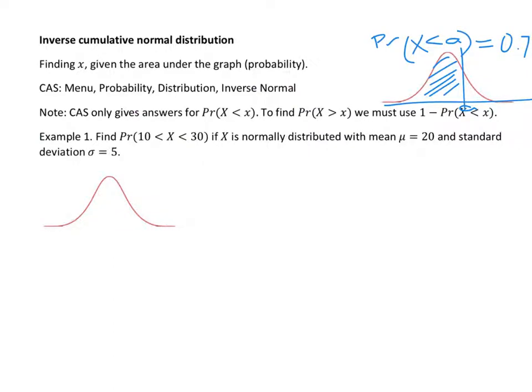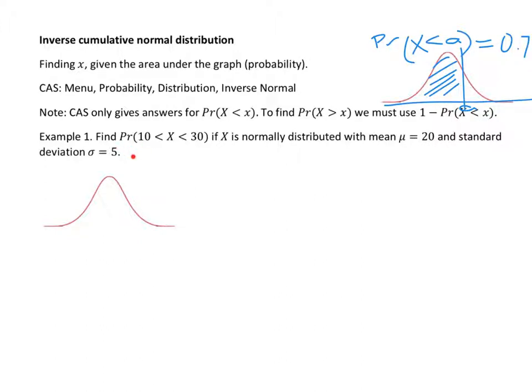Right, so this inverse cumulative normal distribution will find you the x value given the probability. For example, I could ask you, what's the a value that gives me a probability that x is less than a equals 0.7? So I know it's going to be bigger than the mean, and I'm going to ask you to find what this a value is. Note that your calculator will only give you answers that are less than a. If you want to find greater than in this bit over here, you need to use 1 minus the probability that x is less than a in this case.